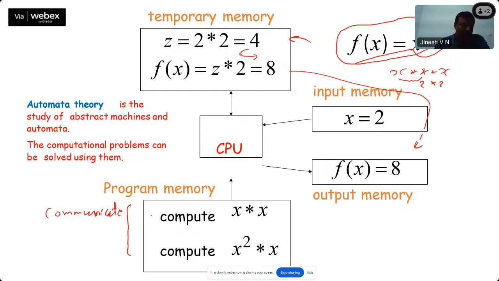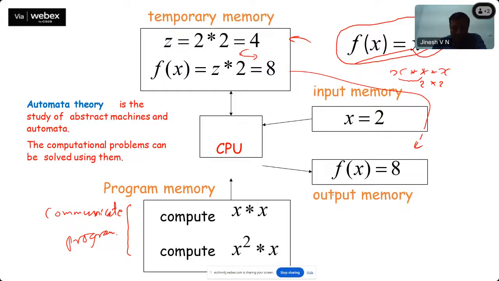That means both entities should understand each other, so the programmer is not using his own language and the computer is not using its own language. So a mutually understandable language is used, and using that language we are giving instructions or commands to the system. That is what we are doing through a program.